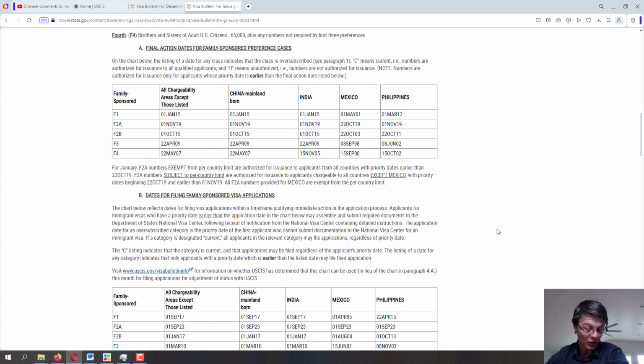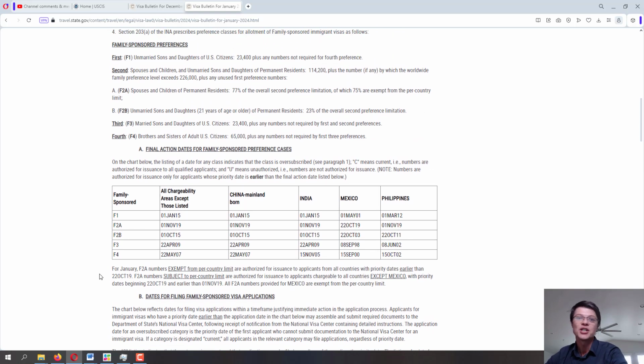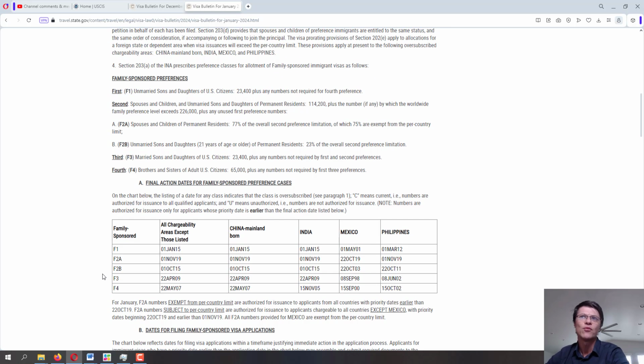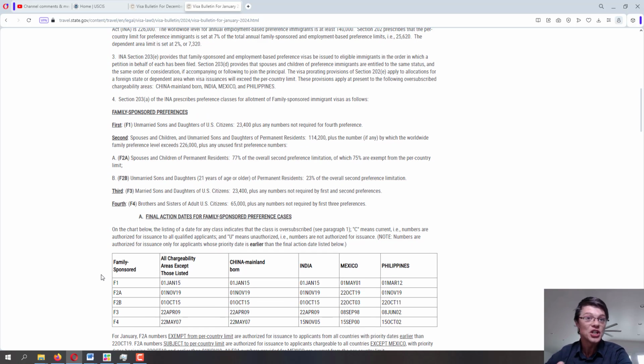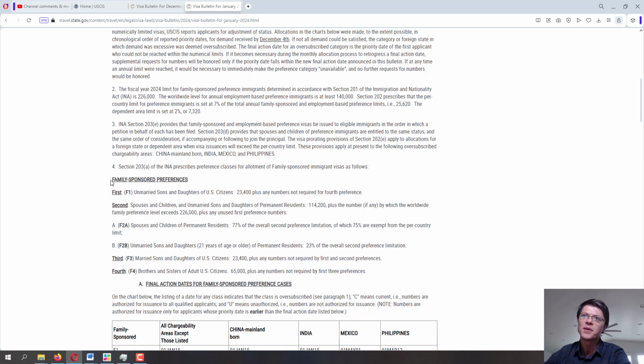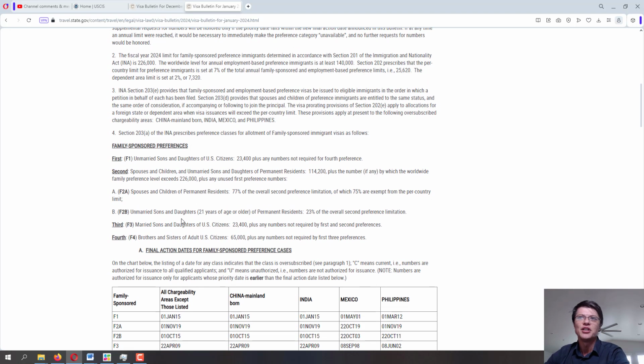In both of the graphs, there are 5 different categories, which actually is 4 different categories: F1, and then there are 2 F2 categories, F2A and F2B. Then there's also F3 and F4. If you're wondering which category you belong to, you can either comment underneath this video and ask me a question, and I'll try to answer it in one of the live videos that I do on this channel, or you can find the information right here in the visa bulletin. Each one describes F1, unmarried sons and daughters of US citizens; F2A, spouses and children of permanent residents; F2B, unmarried sons and daughters, and so forth.